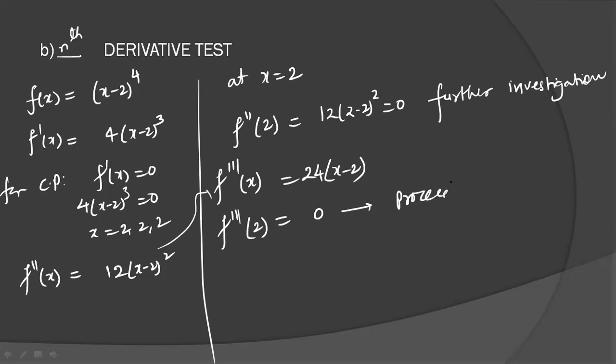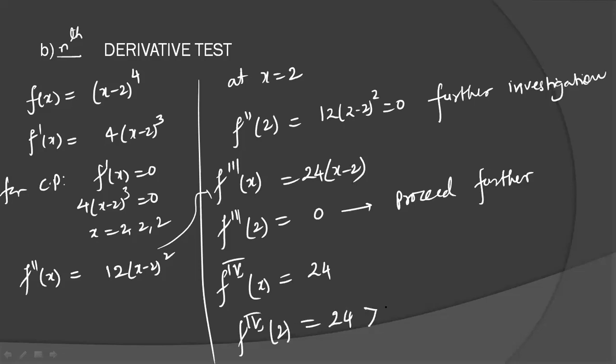Proceed further. If it were non-zero, then x equal to 2 would be a point of neither maximum nor minimum, a saddle point. Now, check the fourth derivative. It will be 24. So at x equal to 2, it will give you 24. It is a positive value. It means a point of minima. So x equal to 2 is a point of minima.